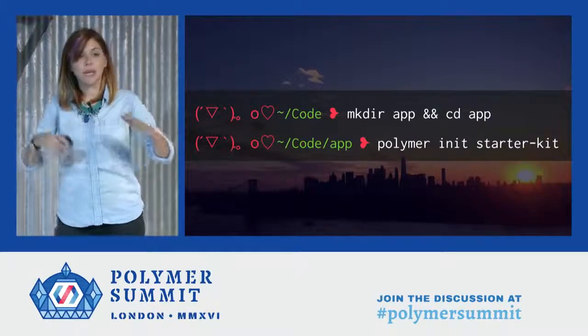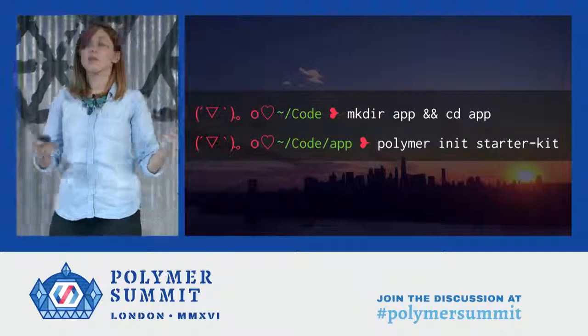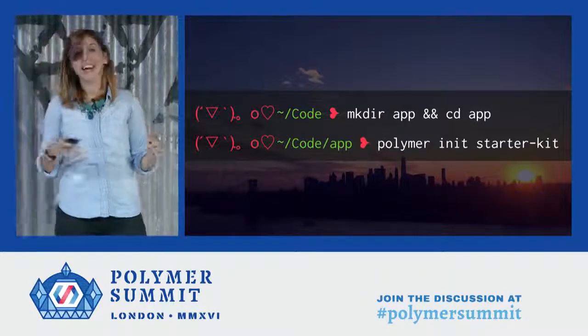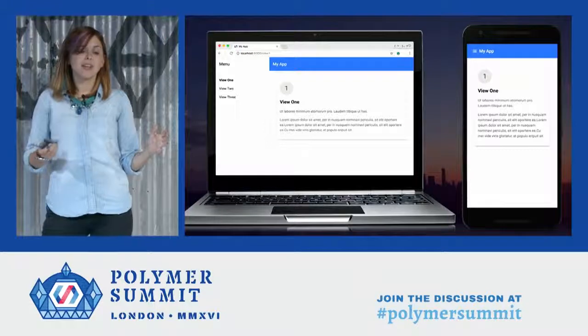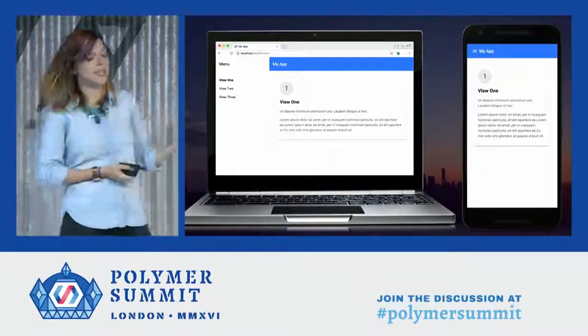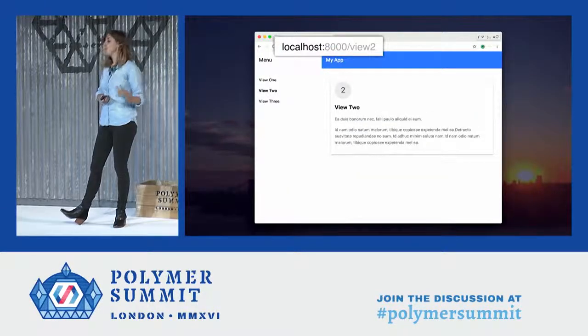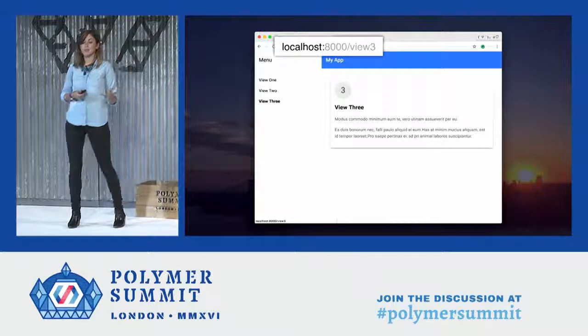And thankfully, the beginning is the Polymer CLI. You run one line of code, and you get a freaking app. You download the starter kit template, which has got everything that you possibly need. Look at it. It looks amazing. It's responsive. It looks different on mobile and on desktop. It has routes. It has 3 different views that already have different content. You can link to them.